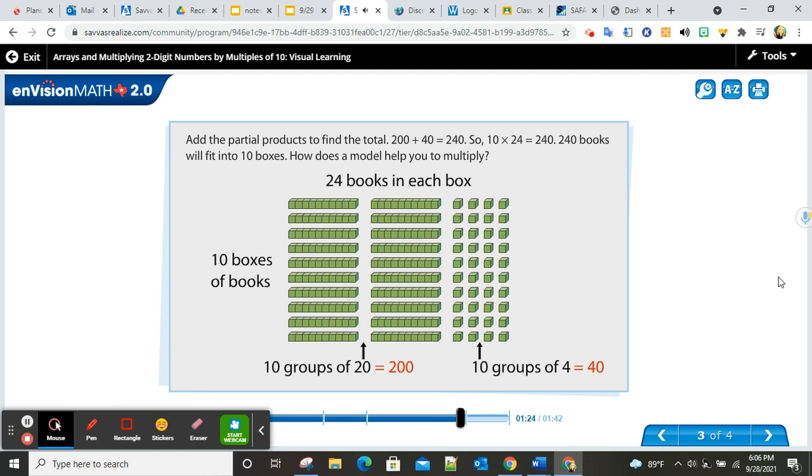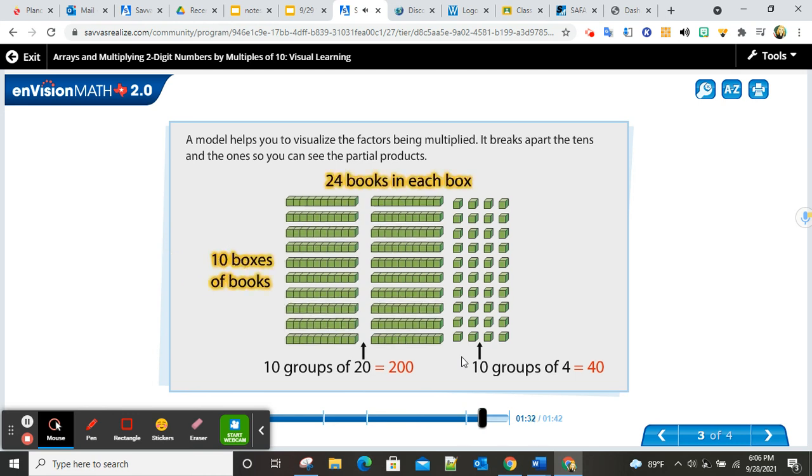How does a model help you to multiply? Well, the model helps me visualize the problem. So I can visually see 10 boxes of books and 10 groups of 20. I can visually see 10 groups of 4. This helps me multiply and get my partial products. Let's continue watching the video. A model helps you to visualize the factors being multiplied. It breaks apart the tens and the ones so you can see the partial products.